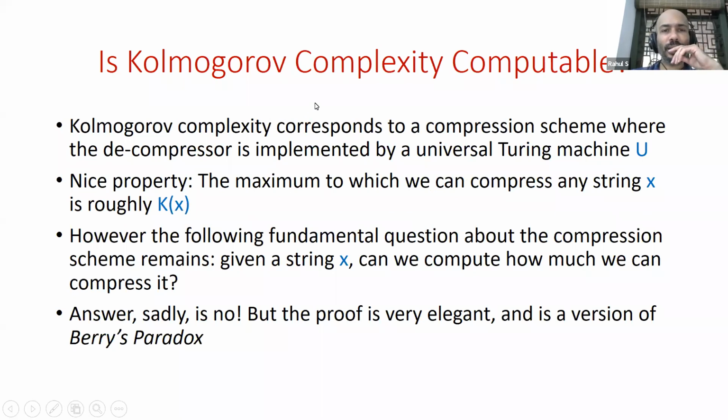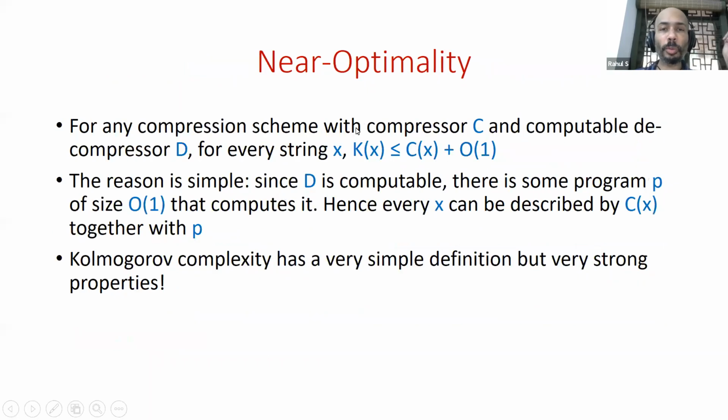As I mentioned, Kolmogorov complexity corresponds to a compression scheme where the decompressor is implemented by a universal Turing machine. The compression is the program, and the decompressor runs the program to output X, and that's how you decompress. But how do you compress? That's closely related to the question of whether Kolmogorov complexity is computable. We have this nice property: the maximum to which you can compress any string X is roughly K of X. That's what we got by this near optimality here.